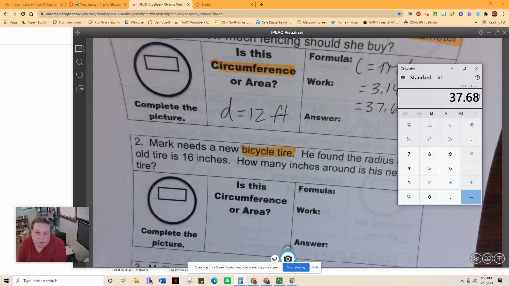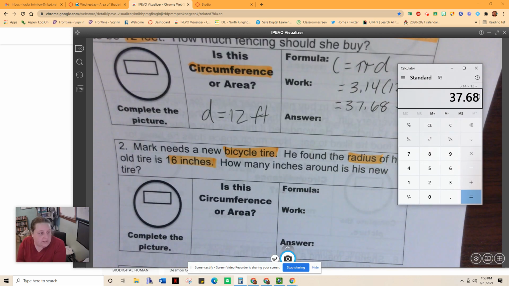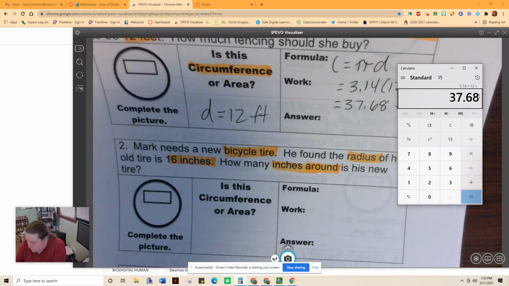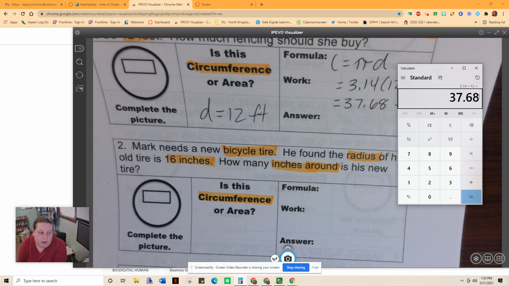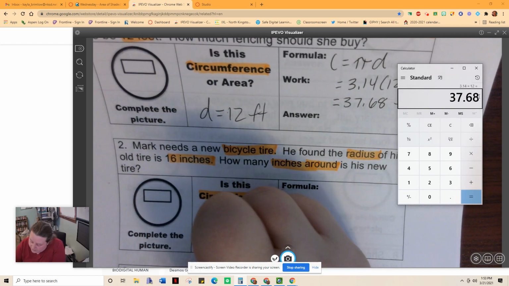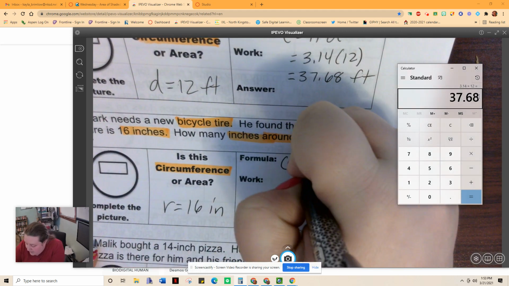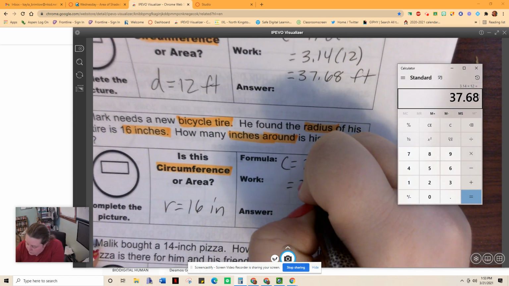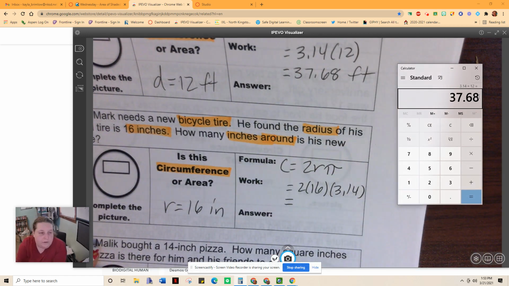So bicycle tire tells us the shape we're working with is a circle. We know that the radius is 16 inches, and we want to know how many inches around. Okay. So once again, when we're talking about around a circle, we're talking about the circumference. And they give us a radius of 16 inches. So we're looking for circumference again, but this time we're going to use our formula given the radius. So 2 times the radius times pi. So 2 times the radius, which is 16, times pi, we're using 3.14.